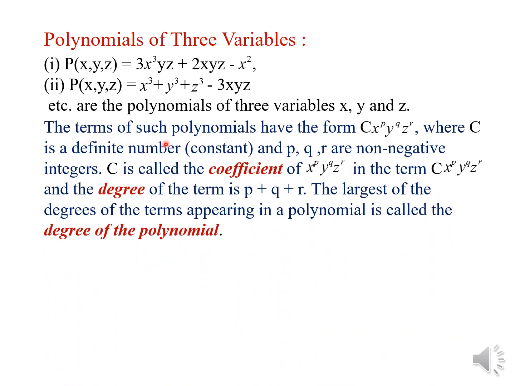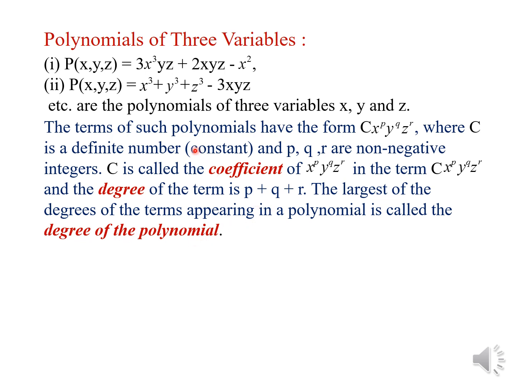Similarly, the terms of such polynomials have the form c times x to the power p, y to the power q, and z to the power r, where c is a constant, a definite number, and p, q, r are non-negative integers. Here c is called the coefficient of the term c x to the power p, y to the power q, z to the power r, and the degree of this term is again the sum of the powers of all variables, that is p plus q plus r. This is the degree of this term. The largest of the degrees of the terms appearing in a polynomial is called the degree of the polynomial.